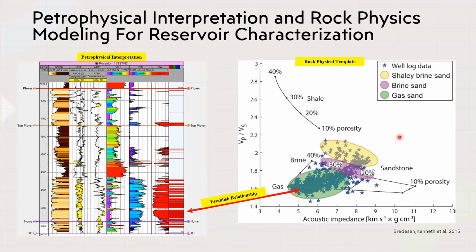So there will not be only one method we will be using in the course, but also learning a lot of different methods like inversion, attributes, AVO, rock physics, or geological interpretation. So these are the combination of this course. I believe this will be a very good course for the people who are interested in prospect maturation.